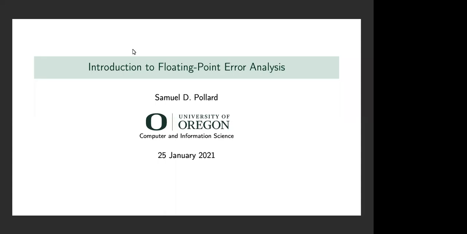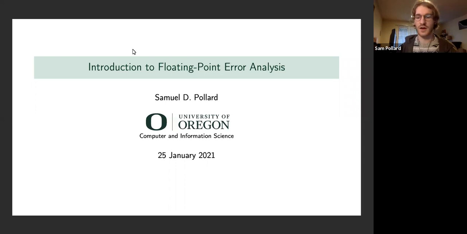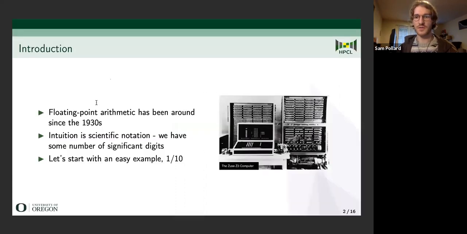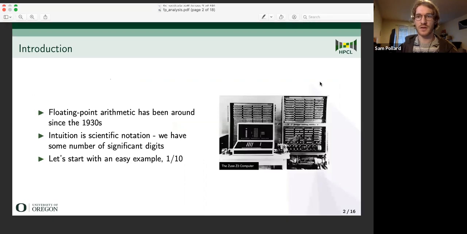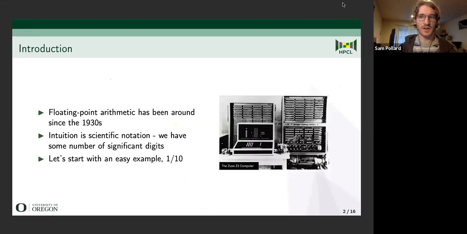Okay, so I'm just going to give a little introduction on floating point. Let me stop annotating so I can skip through the slides. All right, so floating point arithmetic has actually been around for a very long time. I found this out last week. It's been around since the 1930s on the first mechanical computer. This was not an electrical computer. This is the Z3, which was in 1938 or something.